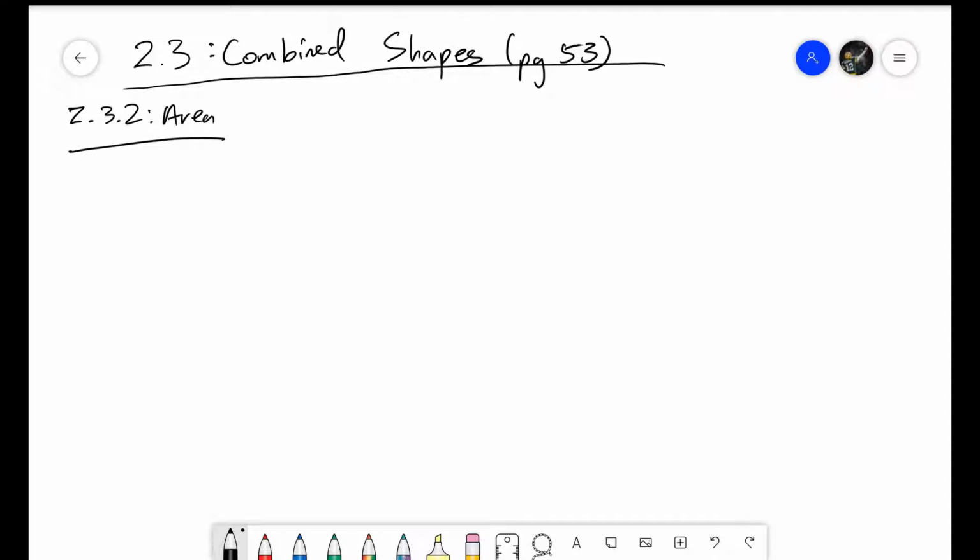The next section is 2.3.2, which is area. To find the area of combined shapes, you simply have to add up the areas of all the shapes that make up the combined shape. For example, if you're trying to find the area of this pentagon, all you have to do is break it up into a bunch of rectangles and triangles that you can find the area of. Then you can find the area of the triangles and this rectangle and add them all up, and that would give the area of the pentagon.